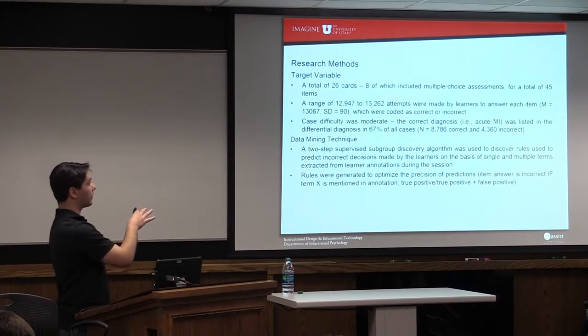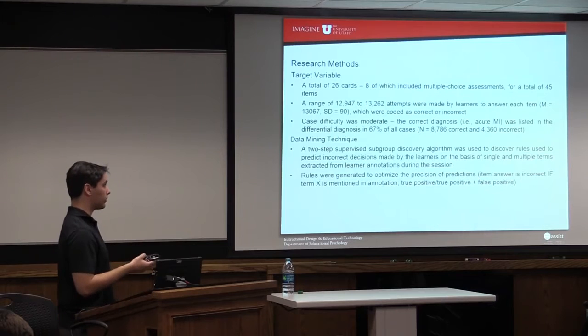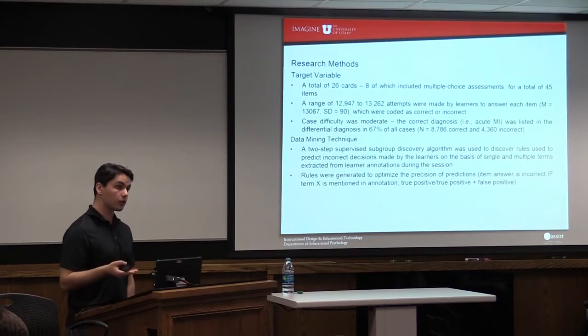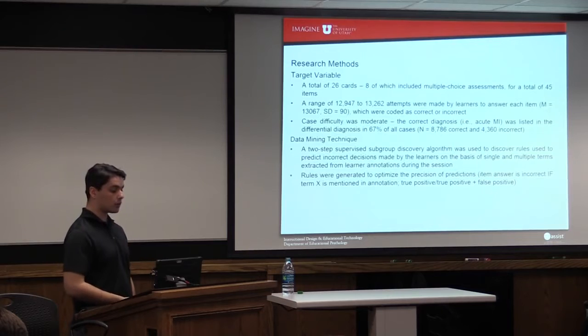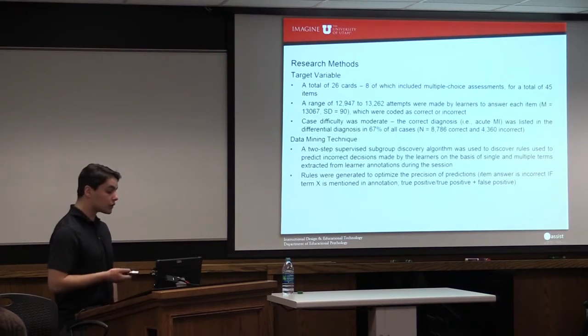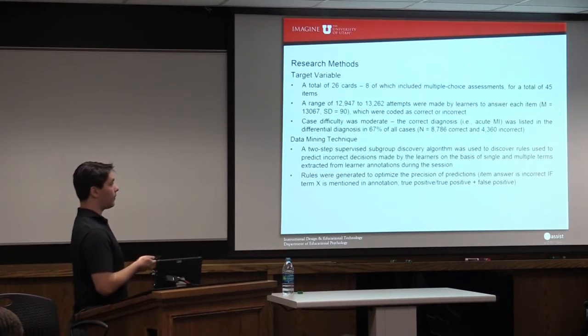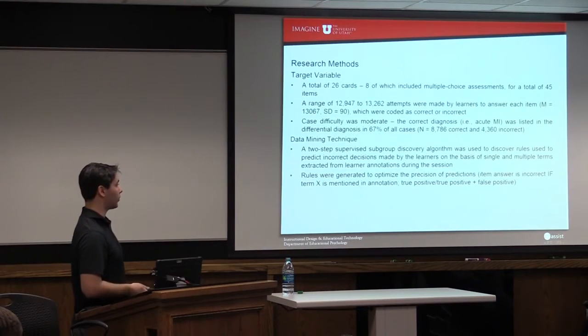So for our data mining analysis, we relied on the 2-step supervised subgroup discovery algorithm to generate some rules, which we would use to predict some of these incorrect decisions that were made by the learners on the basis of the linguistic features that were extracted from these learner annotations. The rules were generated to optimize the precision of the predictions. So they adopted the following format: if an item answer is found to be incorrect, then the term X is mentioned in the annotation. In the first step of the analysis, we used only single terms, and then in the second step, we added multiple terms to see if we could generate some better predictions.